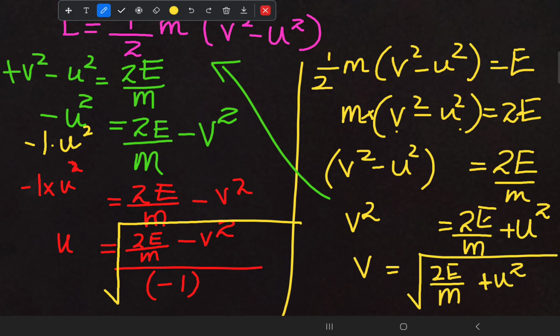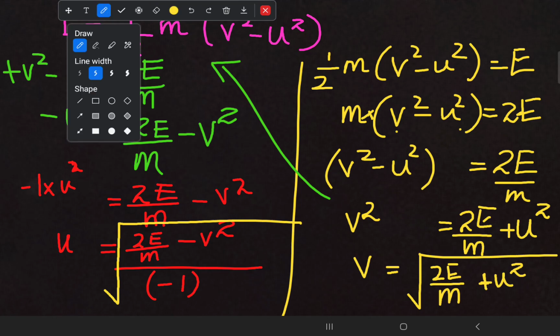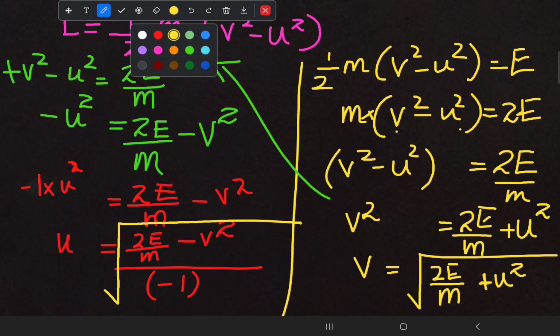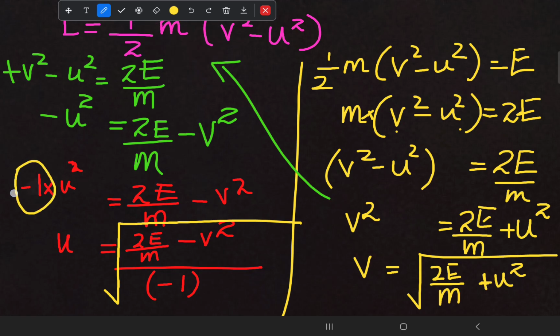After that, if you remember how to change this negative u square into a numerical value, negative 1 times u square, this multiplicand negative 1 will become the dividend. Don't worry about it, just keep it as a dividend. In the denominator, you can write this negative 1. After that, the square function will become the square root of this whole value. That's the way you should make u the subject in this given equation.